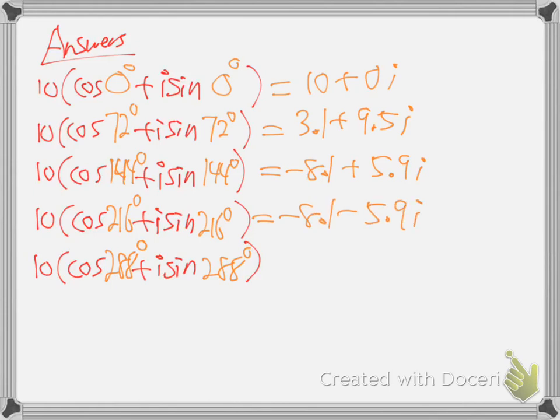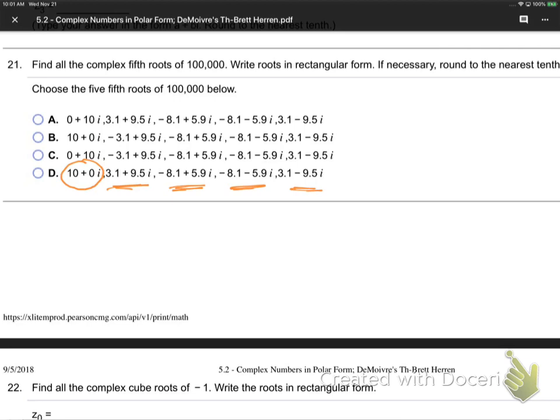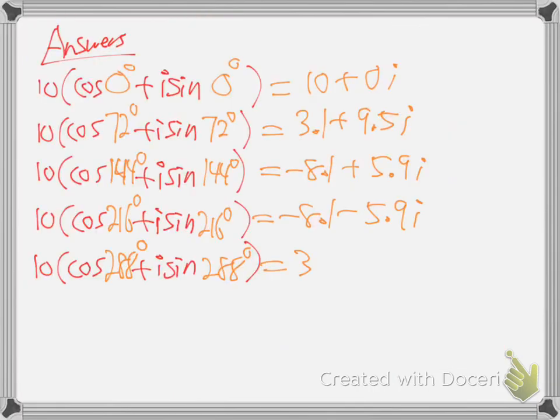It's kind of the same numbers back and forth with different signs, huh? 3.1 minus 9.5. There they are. They're all symmetric around the unit circle, around the complex plane.